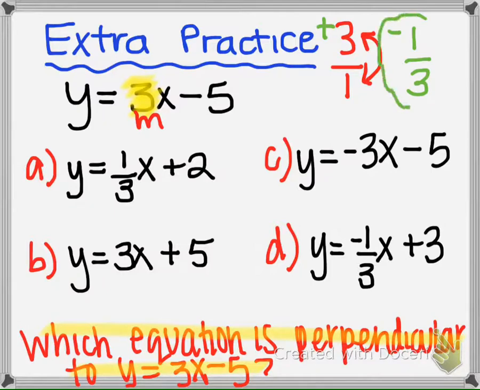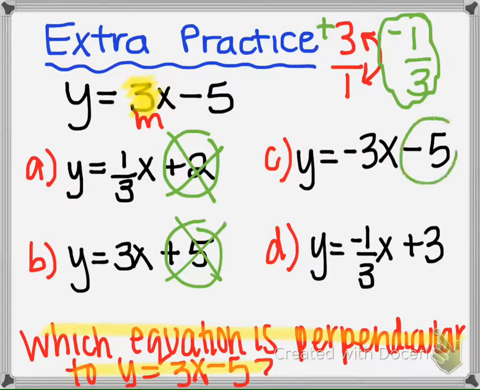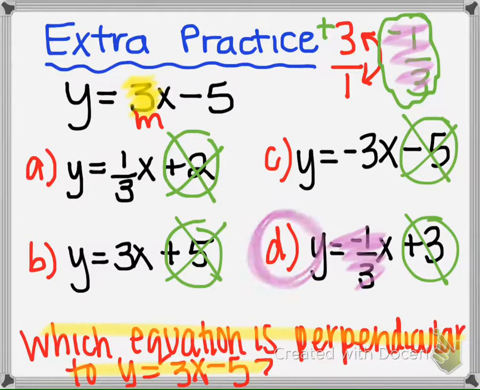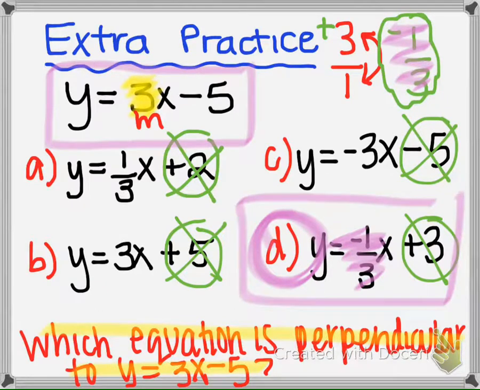So we need to look for which equation has a slope, the number in front of the x, the coefficient of the x, needs to be negative 1/3. This number here does not matter. These numbers don't matter. What we're focusing on here is the slope, and we need a slope of negative 1/3. So that would be choice D. So if we were to graph this equation here and this equation here, they would be perpendicular lines. They would form a right angle.